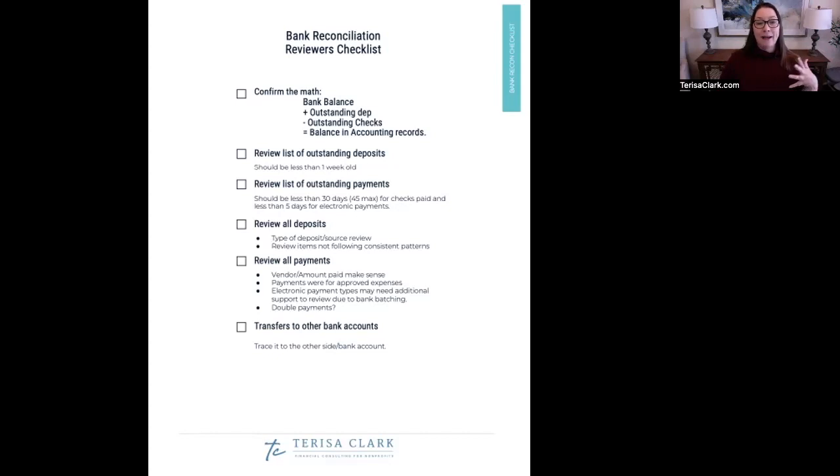You're looking to see that payments were for approved expenses. That comes in your verification work. You can see my previous video on the treasurer tools about verifications. Next, we're making sure electronic payments have the additional support that might be needed due to the bank batching things.